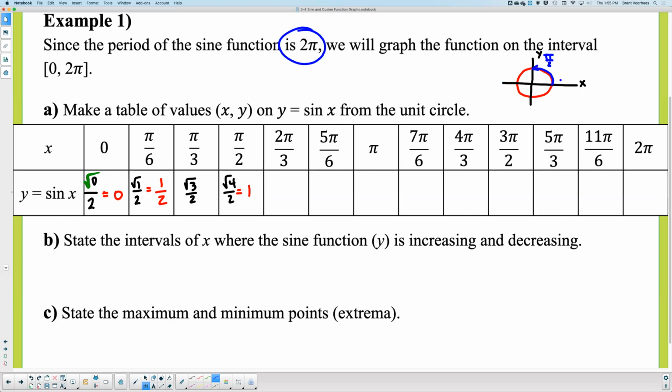So let me put some markers on here. That's 0. This is 1 whole pi. This will be 2 pi. So the y's are going to stay positive. Okay, let's continue on now.